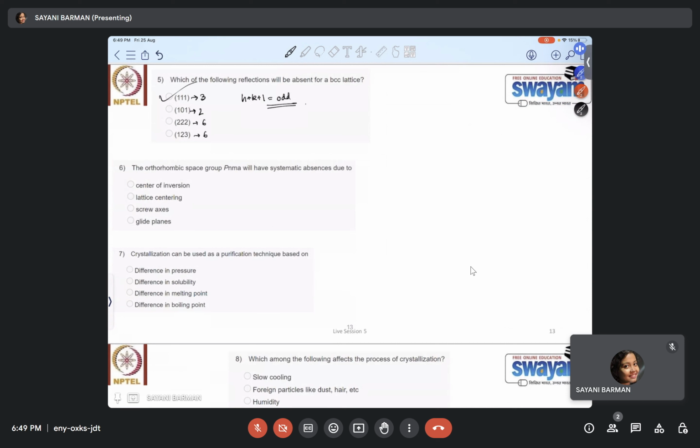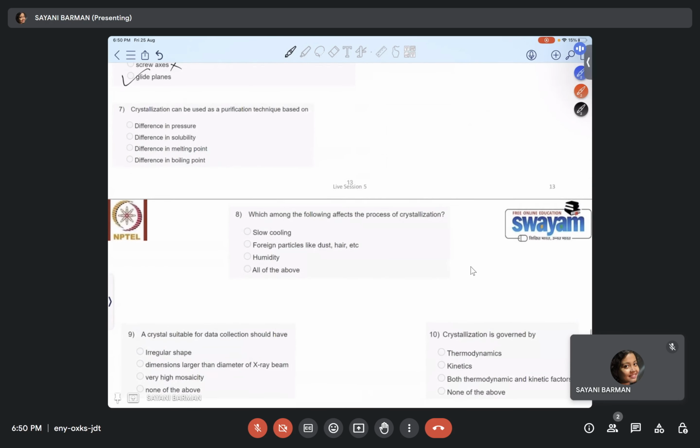Now, the next one: the orthorhombic space group PNMA will have systematic absences due to. From this space group, you can see this is a primitive lattice, N glide, M mirror, A glide. So there are glide planes present, and from the options, you can say glide planes, right? So this is a primitive lattice, this option is out. This is a chiral space group, so there is no center of inversion, this option is also out. Now screw axis, there is no screw axis, this option is also out.